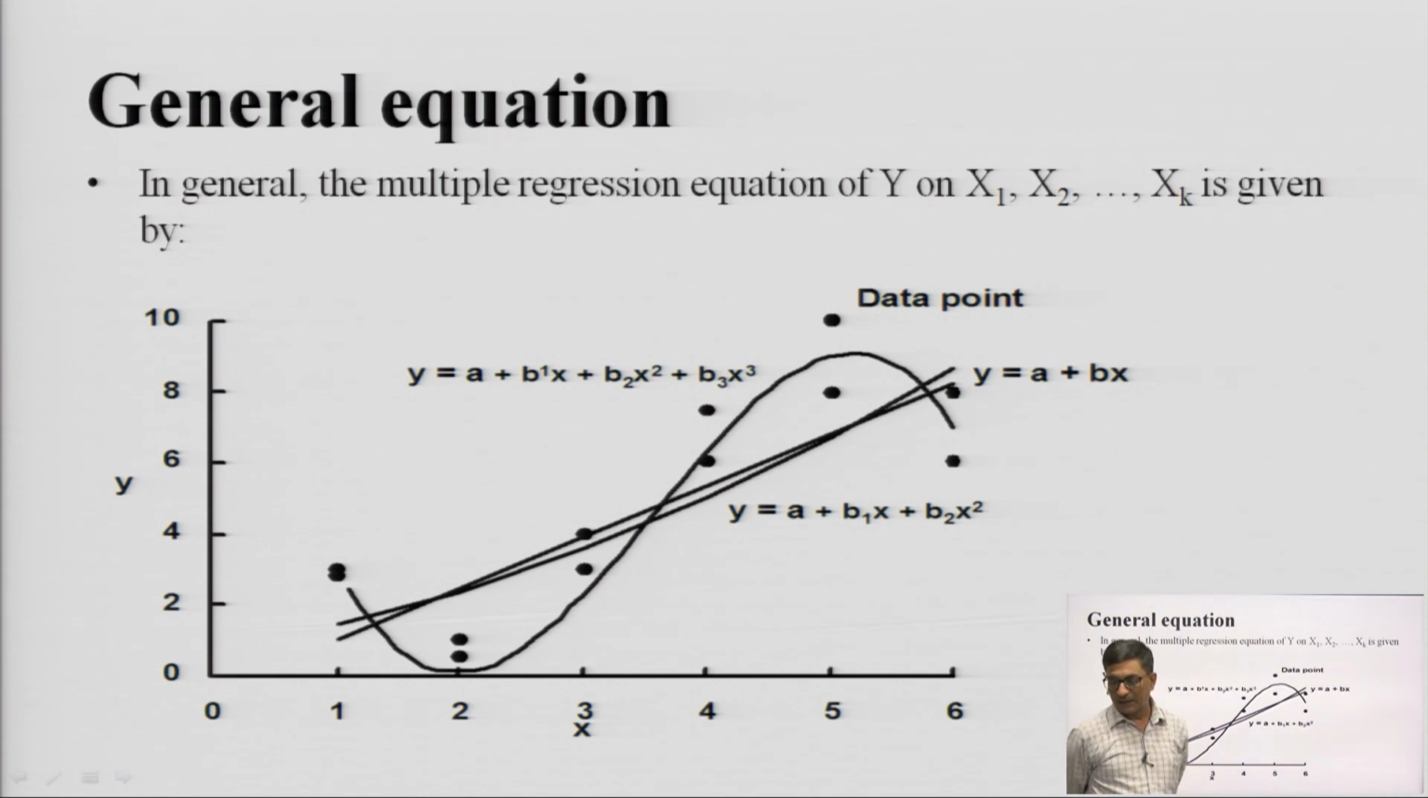In the general equation, the multiple regression equation of y on x1, x2, ..., xk is given by a polynomial: y equal to a plus b1 x plus b2 x square plus b3 x3 plus b4 x4 and so on. If we have one independent variable, then the regression equation will be y equal to a plus bx, and if we have two independent variables, then the regression equation will be y equal to a plus b1 x plus b2 x square.